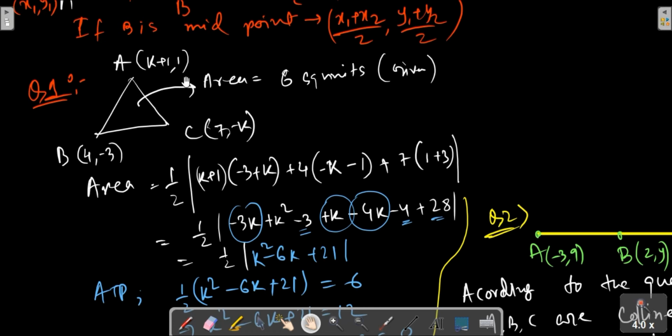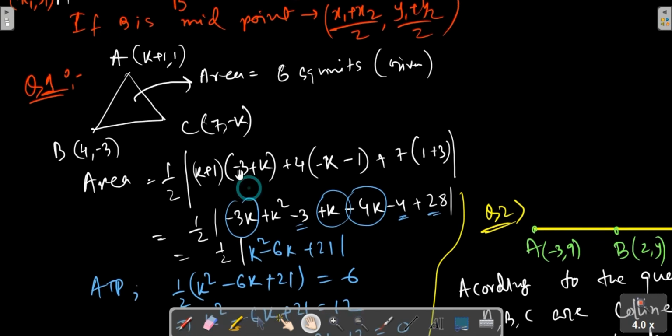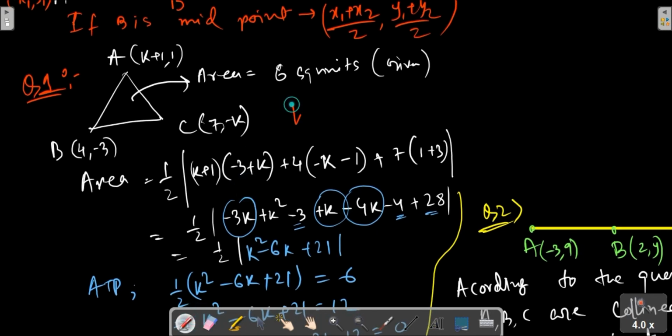Now the area of the triangle is given, that is 6 square units. They have asked us to find out k. So what is the value of k? We need to find out. What I will do is find the area with that formula.